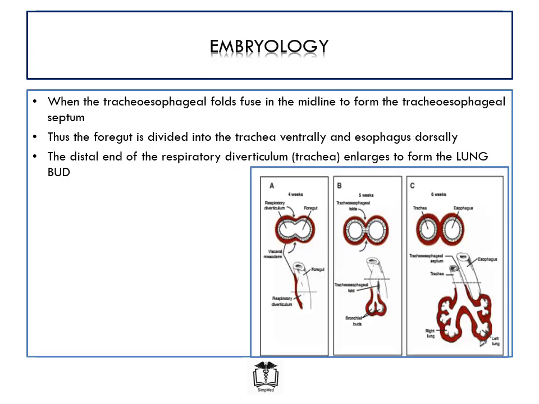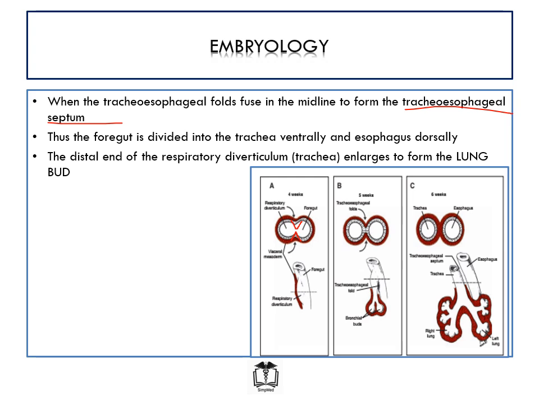So this is just elaborating on the embryology of the trachea. As the tracheoesophageal folds form, they eventually move towards the midline and then fuse. So this is the tracheoesophageal fold or ridge. As they are forming, they are also moving towards each other, and once they meet and fuse at the midline, they give rise to what we call a tracheoesophageal septum.